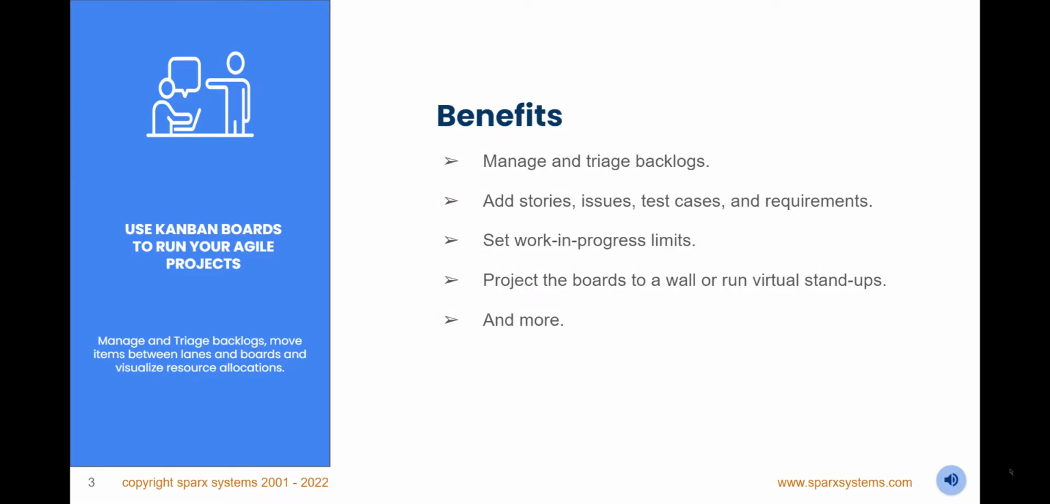Use Kanban boards to run your Agile projects. In this topic, you will learn how to manage and triage backlogs, move items between lanes and boards, and visualize resource allocations. By the end of the topic, you will have seen benefits, including manage and triage backlogs, add stories, issues, test cases, and requirements, set work in progress limits, project the boards to a wall or run virtual stand-ups, and more.